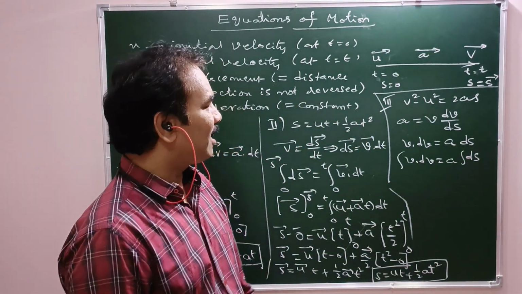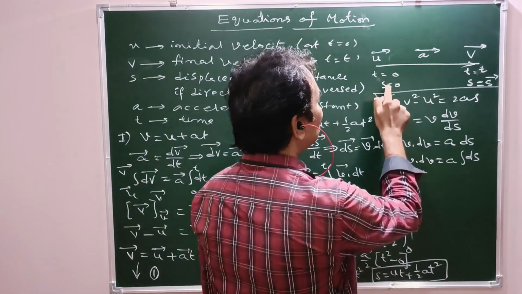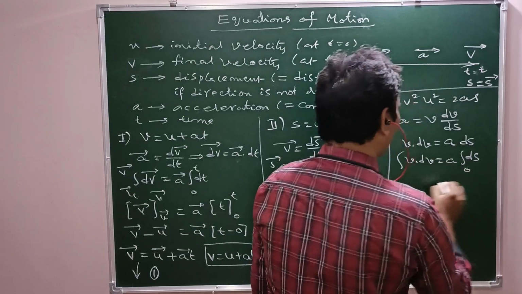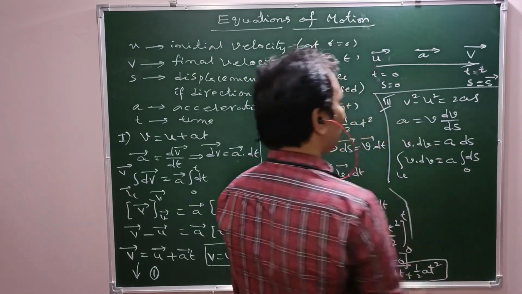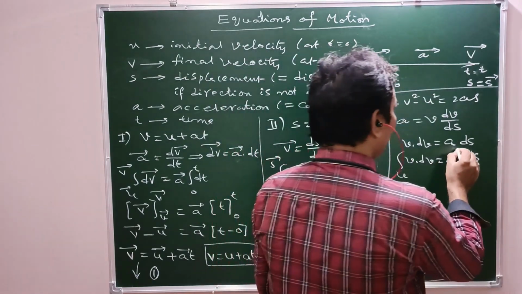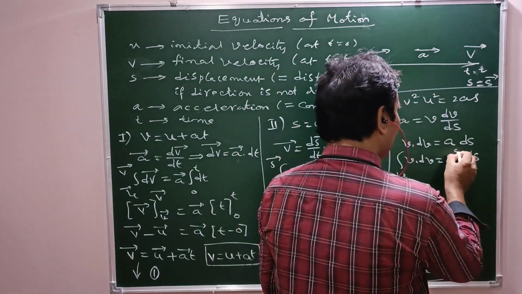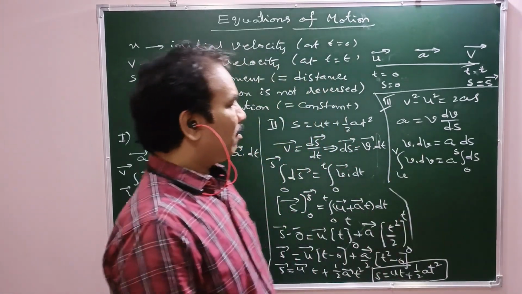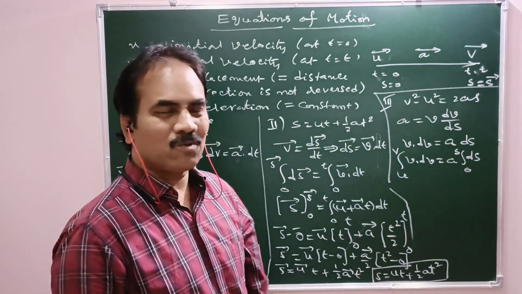Integral v dv. What are the limits here? When s equal to 0, what is the velocity? u. Initial velocity. When s becomes s, what is the velocity? v. Right? Okay. Now integral v dv means v square by 2.